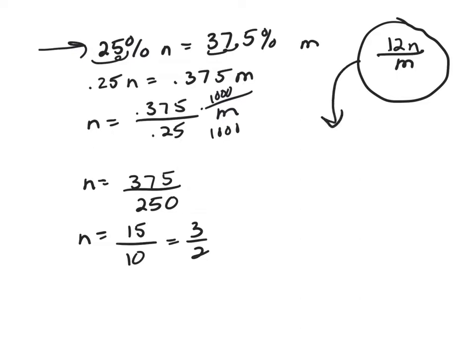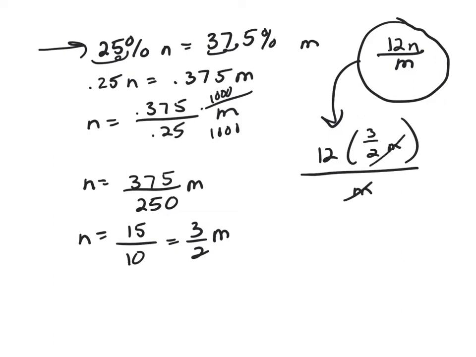So now let's find our answer. Oh, I lost my m. So 12 times n, which is 3/2 m over m. The m's cancel, and you're left with 12 times 3/2, and 2 will go into 12. 6 times 3 is 18. There you go.